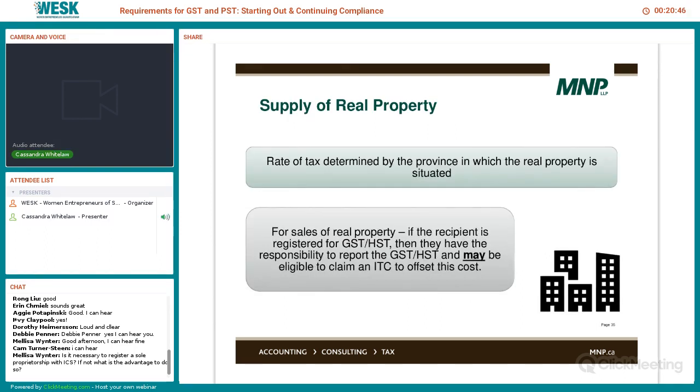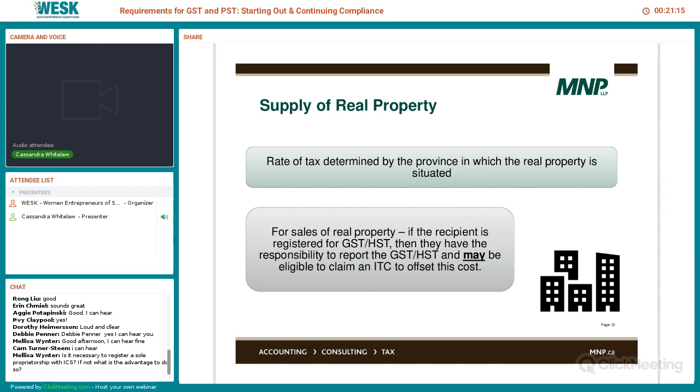Real property, the rate of tax is going to be determined by the province in which the real property is situated. So for sales of real property, the reporting of these is a little bit different. If the purchaser is registered for GST, then they have the responsibility to report and remit that GST on their own GST return. If they've bought the real property exclusively for commercial activities, they may also be able to claim an input tax credit to offset this cost on that same return.